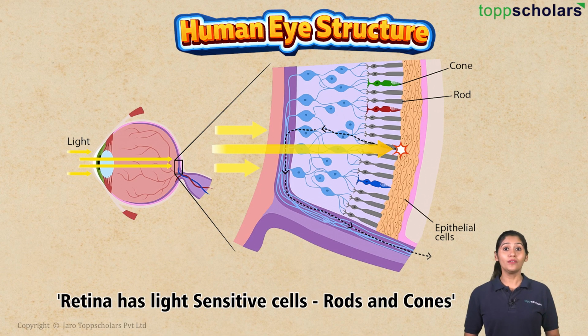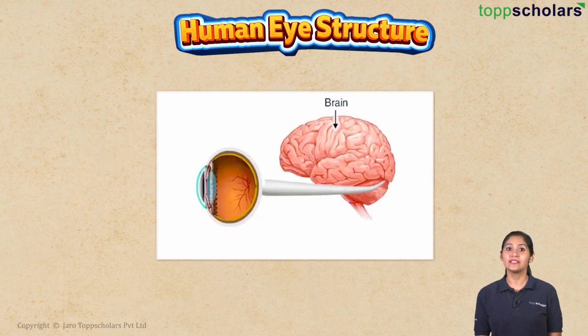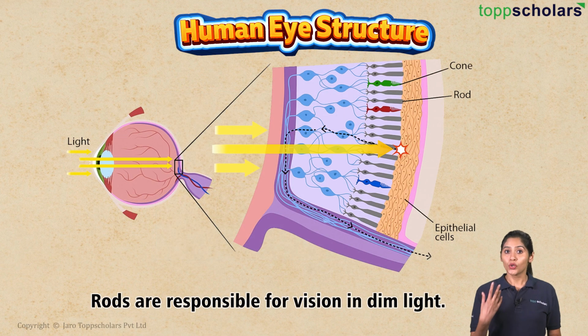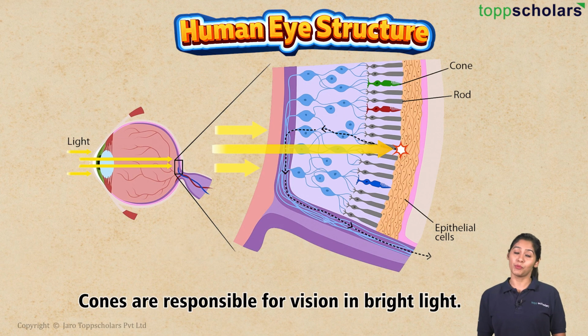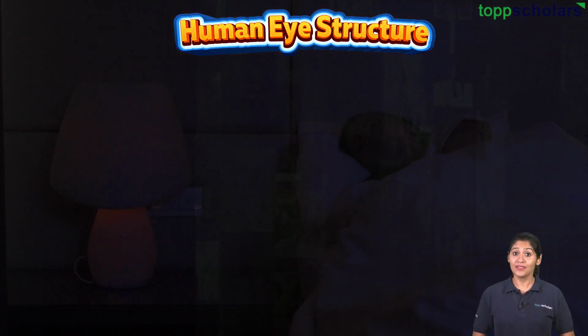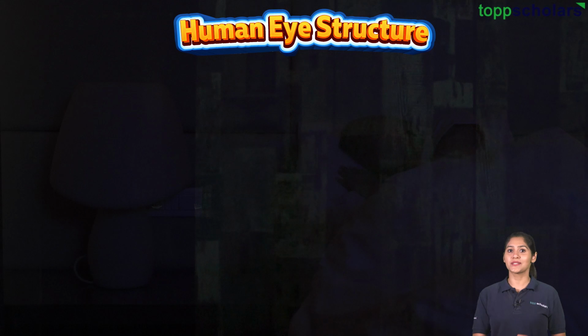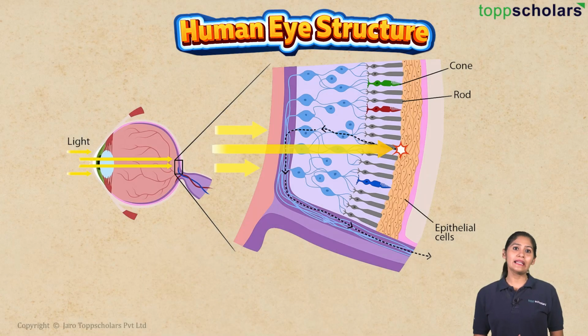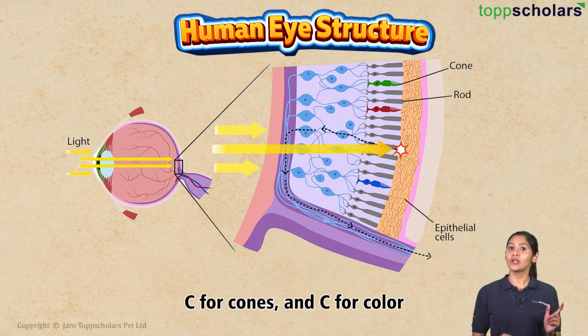It is made up of light sensitive cells, rods and cones, that get excited when the light falls on them and generate electrical signals. Rods are responsible for the vision in dim light, while cones are responsible for vision in bright light. So in our previous example, when we switched off the light, rods were responsible for the vision. Cones are responsible for the perception of color. You may relate C for cones and C for color.